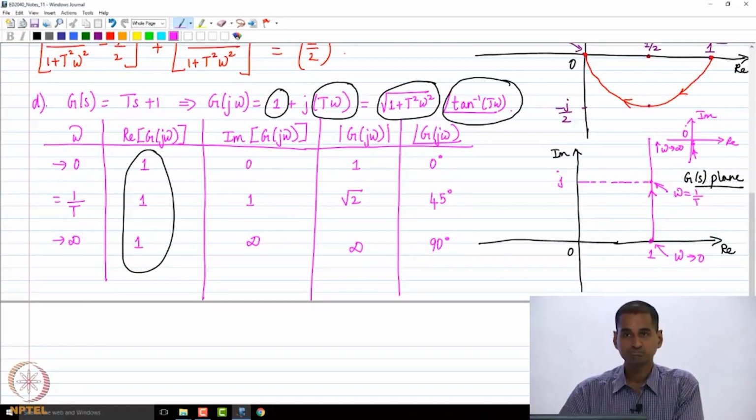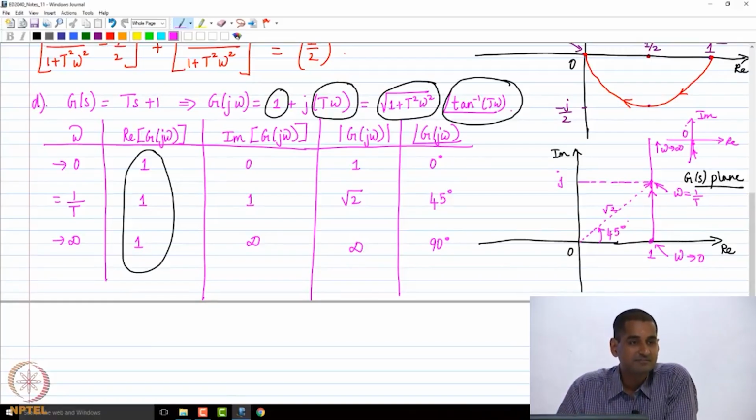Is this correct? At omega equals 1 by t, the real part is 1 and the imaginary part is j, and so the magnitude is going to be root 2. Then the phase is going to be 45 degrees. I am just drawing it on the same curve, just to convince ourselves that that is the case. So you see that this is the Nyquist plot of the factor Ts plus 1.